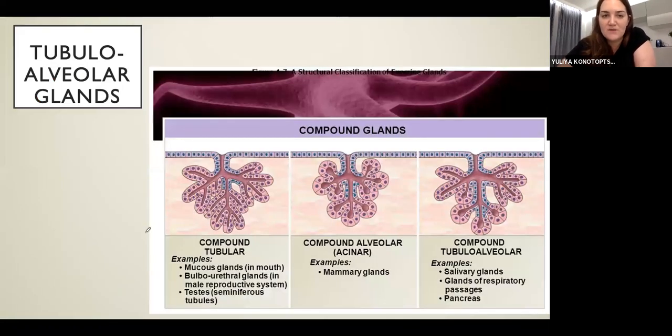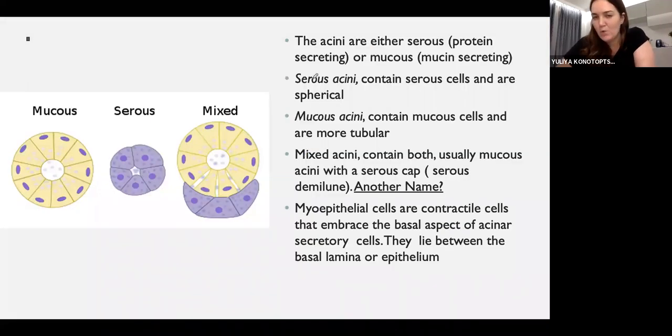Is this picture familiar? I hope so. Last semester we learned it. So those are the different shapes of your glands, right? This is compound tubular, this is compound alveolar, compound tubular alveolar. Basically, what does it mean? We have to look at the acini. As you have told me, there are two physiological types of acini, serous and mucus.